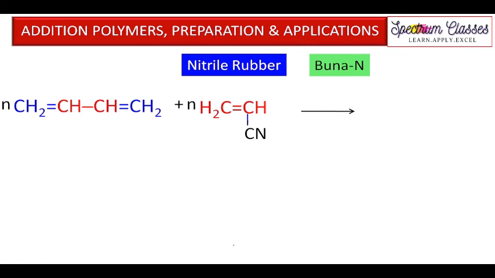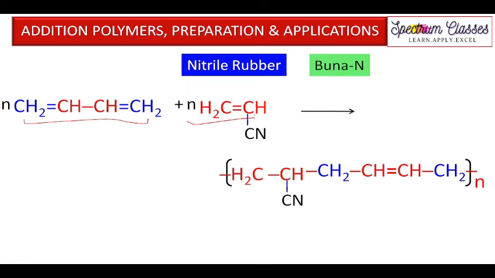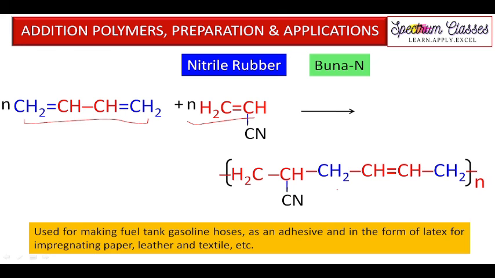Now coming to the next, it is nitrile rubber. So Buna N. So here is the Buna N. Same as Buna S, this is Buna N. B stands for butadiene and N stands for nitrile. On combining these two, we will get this type of polymer. And the applications of this nitrile rubber are, it is used for making fuel tanks, gasoline hoses, and adhesives, in the form of latex for impregnated paper, leather, and textiles, etc.